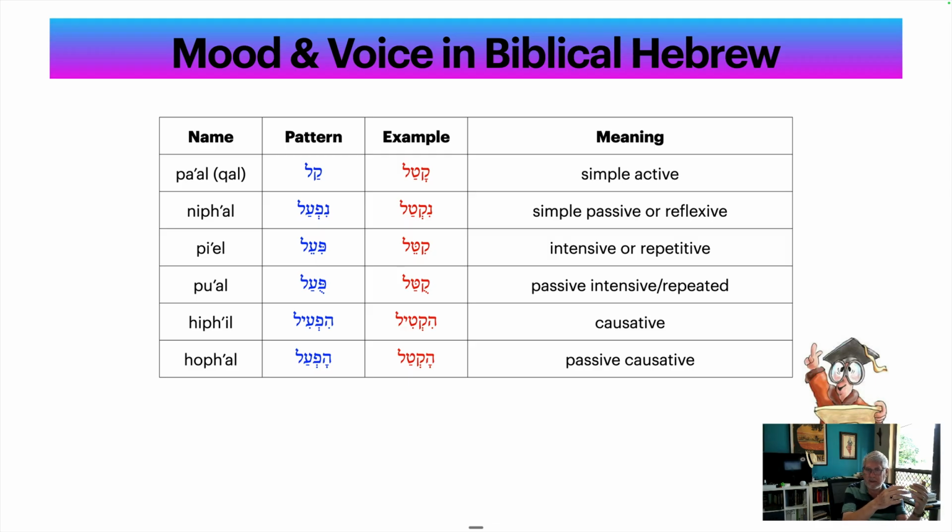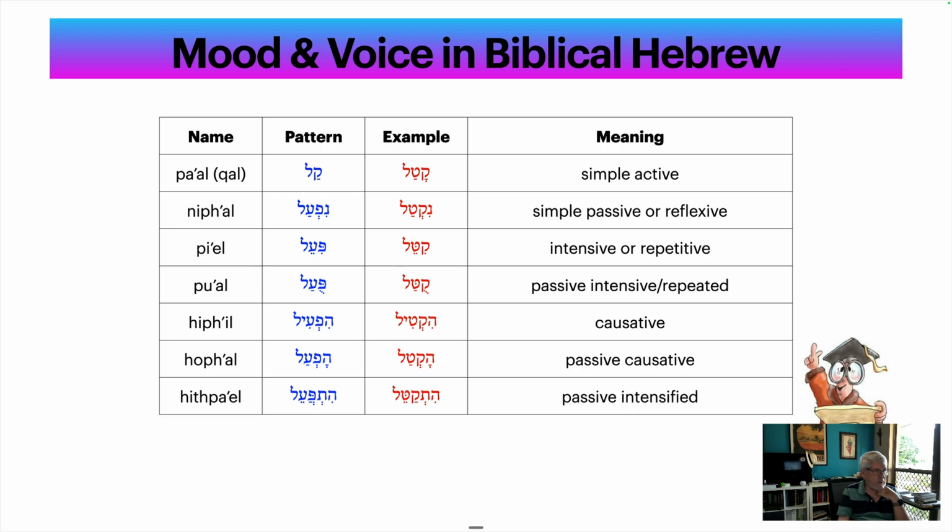Hophal is causative, but it's passive causative. So we've moved from the active voice, causative, with the hiphil, to the passive form, passive voice, with the hophal. And then when we've got hithpael, it's passive voice, but it's really intensified, and if you like, the power of the verb has been really turned up a couple of notches. Passive, but still we're in the passive. So we've got a voice element, passive, as well as a verbal aspect, the intensified dimension.